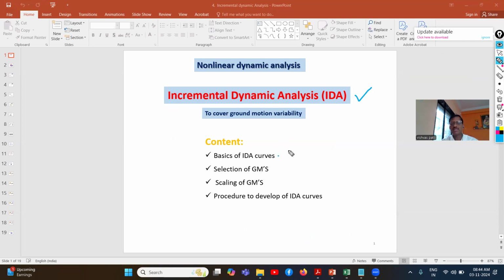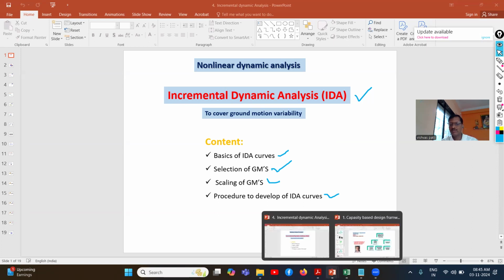First of all, we'll see what the basics of the IDA curve are, what its characteristics are, and how to read the IDA curve pattern. Then, what do we mean by selection of the ground motions? What is meant by scaling of the ground motion? What are the methods to scale the ground motions, and what is the purpose of doing scaling? And finally, in relevant software like SAP2000, how to develop the IDA curve.